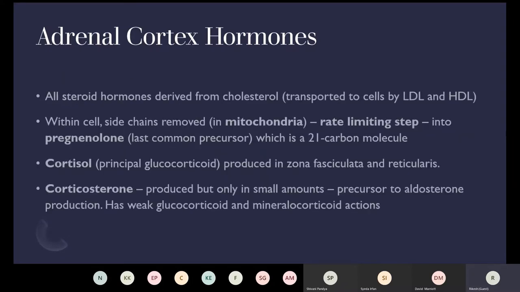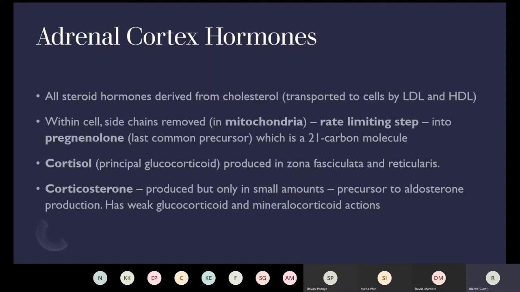So all of the hormones are derived from cholesterol. They're brought to the cell by LDL and HDL. When that happens, the side chains are removed, and that's a rate limiting step. You get pregnenolone, I think that's right in how I'm saying it. So that's the last common precursor. That's a 21 carbon molecule.